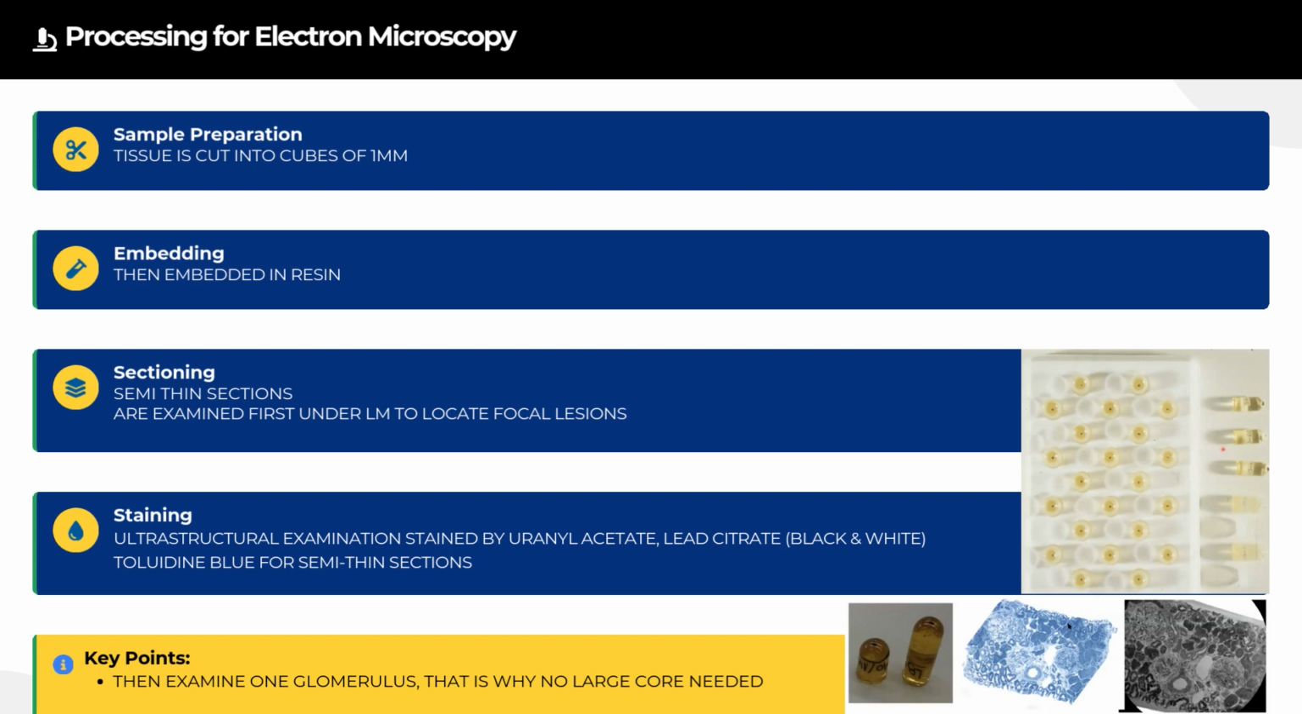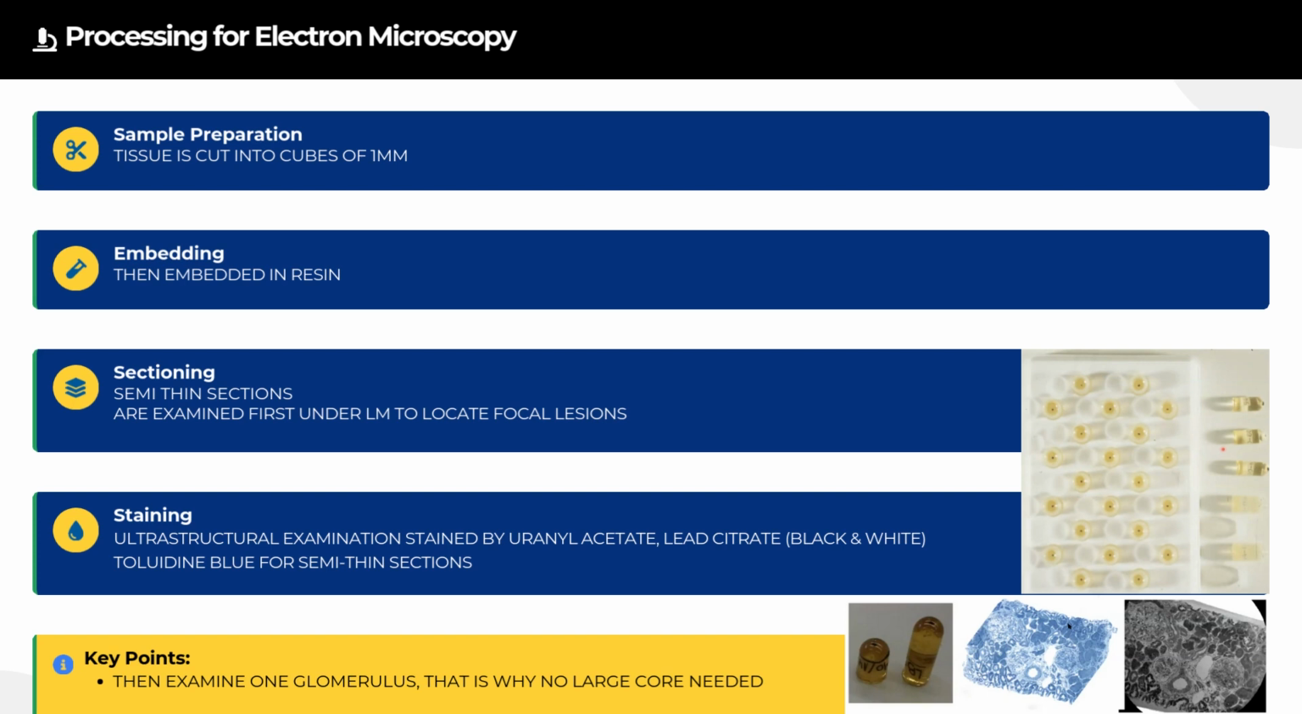to locate focal lesions, and then one or two glomeruli are selected for EM analysis. This is why large cores are not necessary for EM. The characteristic black and white appearance is achieved using uranyl acetate and lead citrate stains. EM blocks, like this one, are made of extremely hard plastic, unlike paraffin, because the higher energy of electrons requires a much stronger medium.